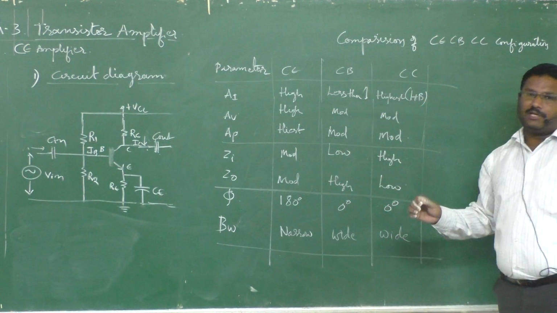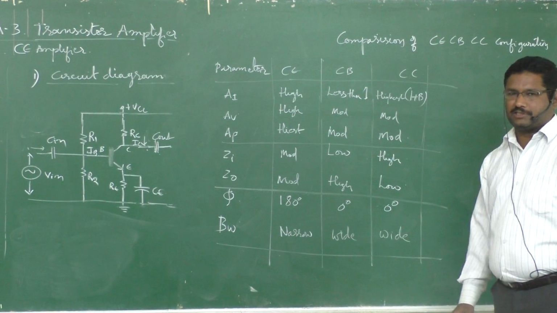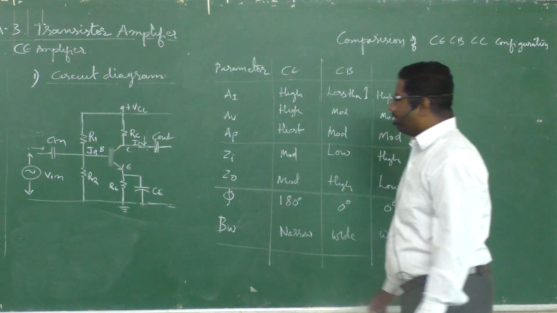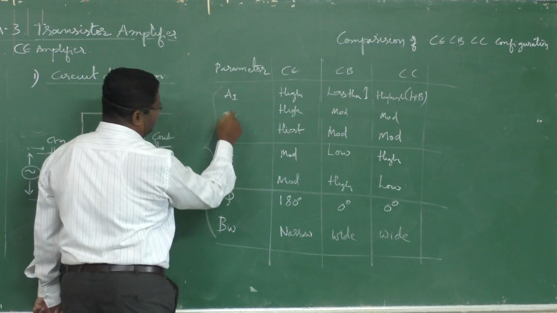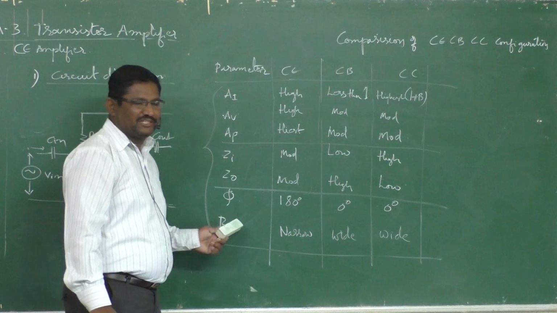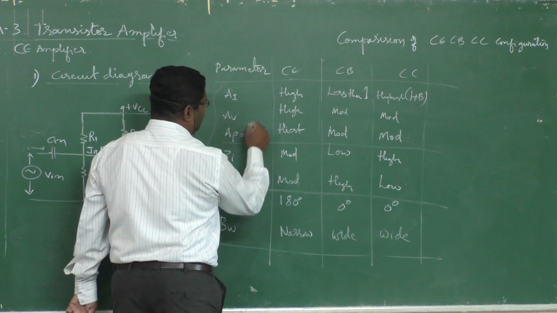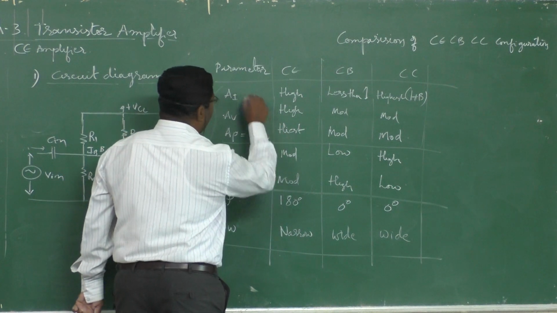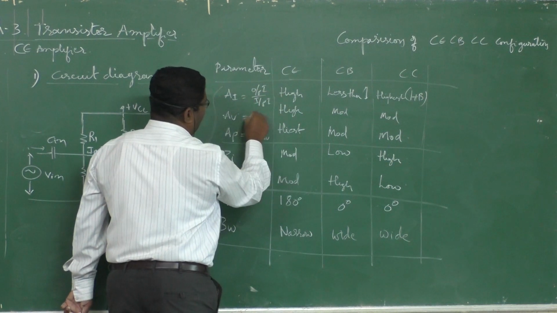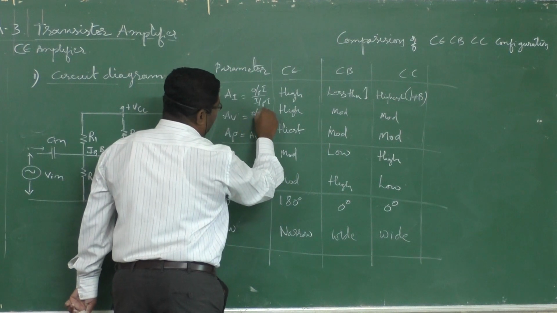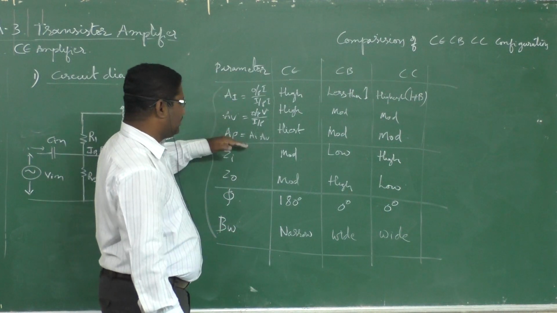So this is a comparison table for common base, common emitter and common collector transistor characteristics. Mainly the general characteristics are 6-7: current gain, voltage gain, power gain, input impedance, output impedance, phase shift and bandwidth. AP, that is power gain, is equal to the product of AI and AV, where AI is output current divided by input current, and AV is output voltage divided by input voltage. AP is the product of 1 and 2, which is number 3.